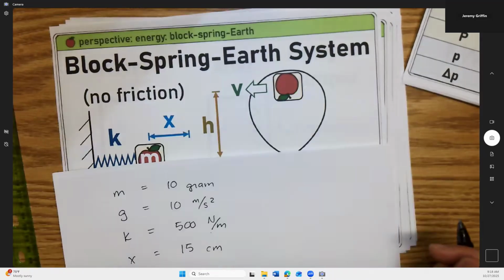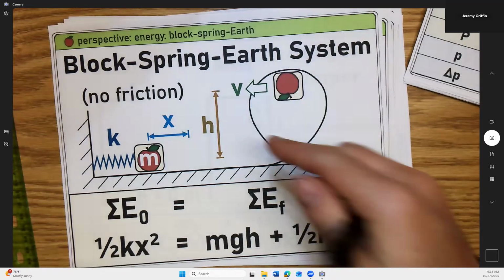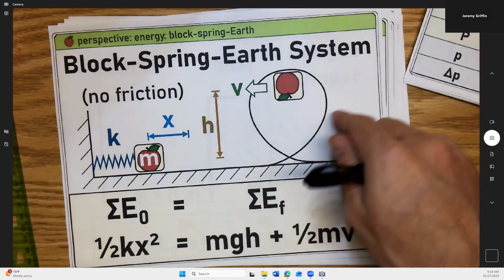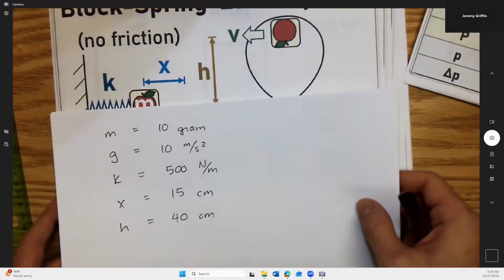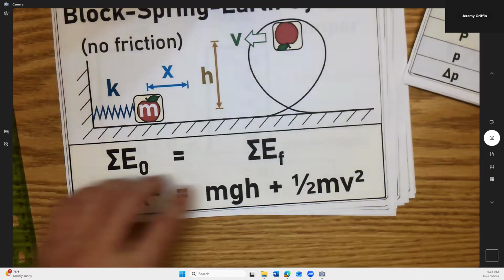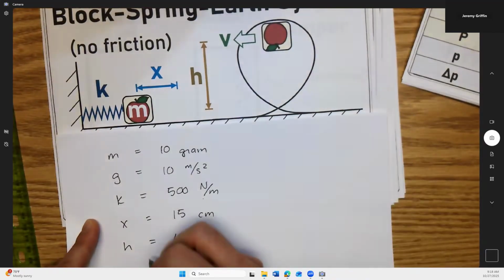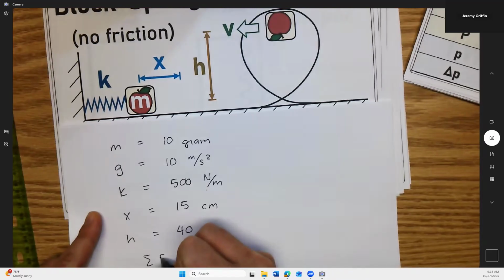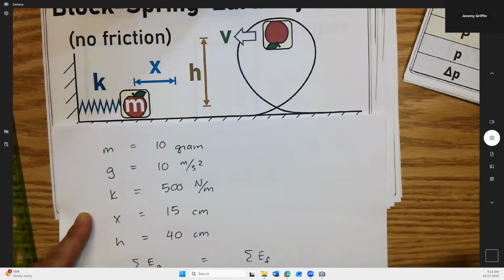Now I just made up those numbers from scratch right now, so I hope it's going to make it around, but we're going to see. And if it does make it around, how fast is it going? You guys get that? Okay. So we got these numbers right here. And here, I'll go ahead and copy this down because you guys got this part already. So, okay, well, I know that sum of energy initial equals sum of energy final. Okay, that's what we're saying.